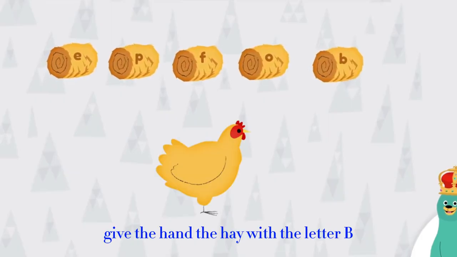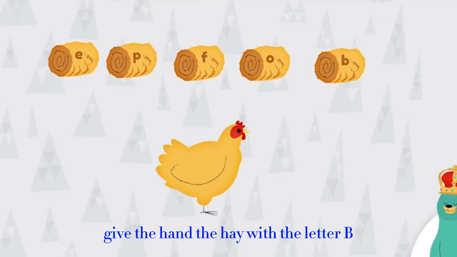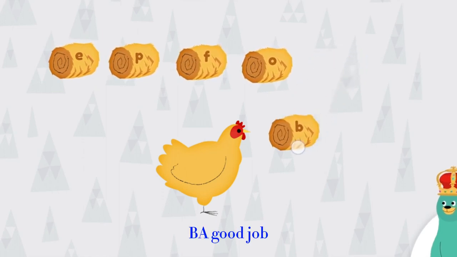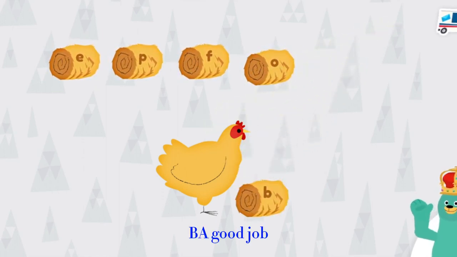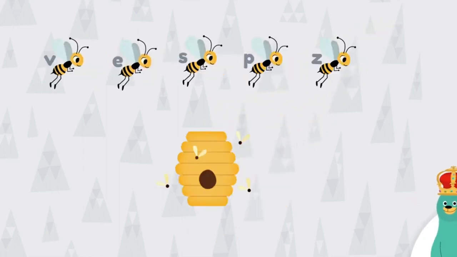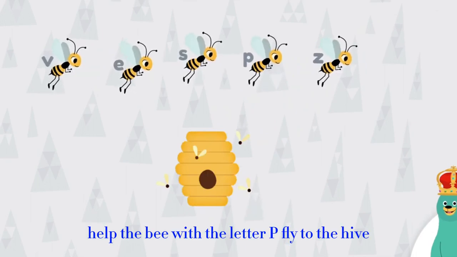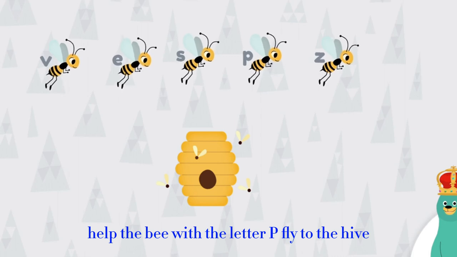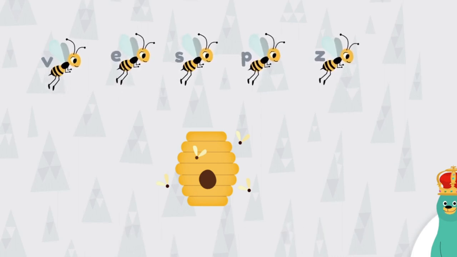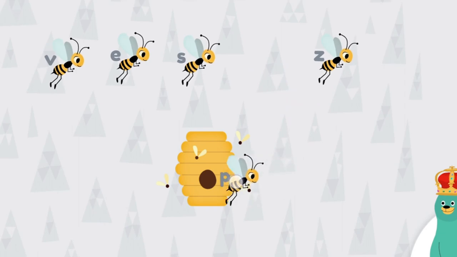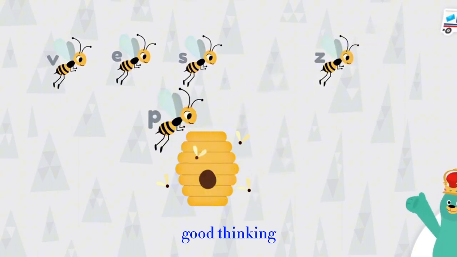Give the hen the hay with the letter B. B. Good job! Help the bee with the letter P. Fly to the hive. P. Good thinking.